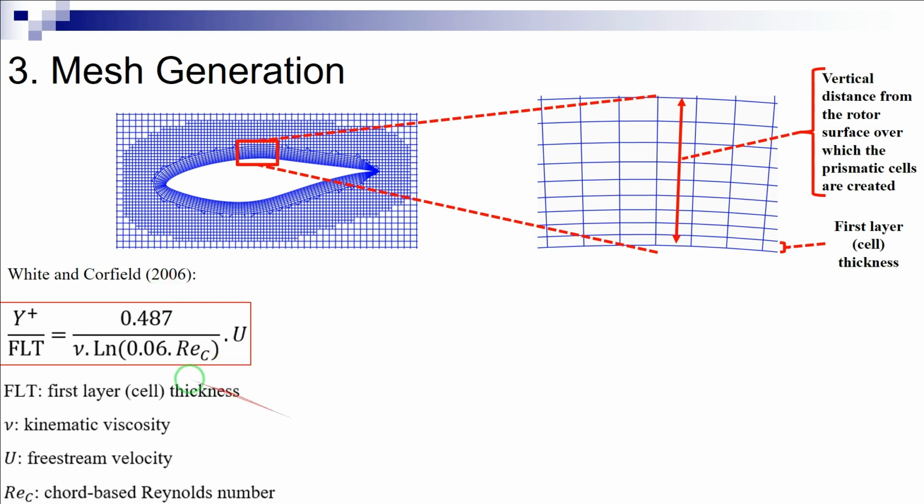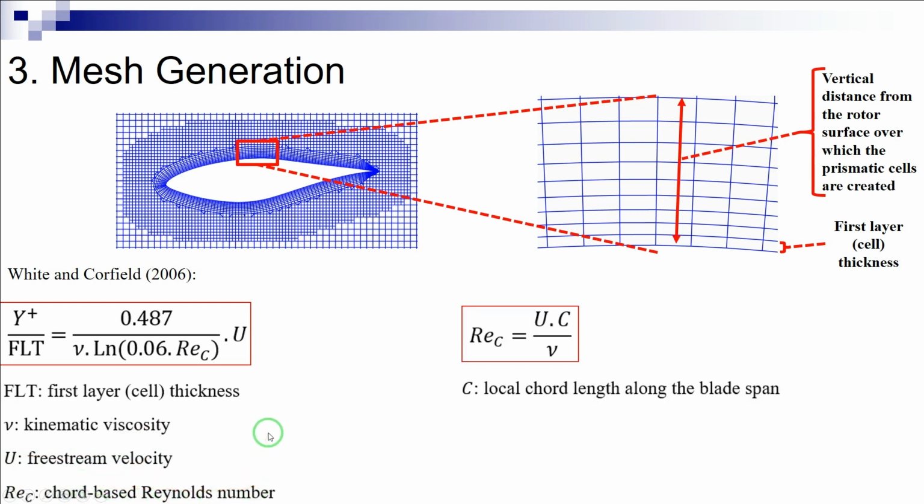Here FLT is the first layer or cell thickness, nu is the kinematic viscosity, u is the free stream velocity, and REC is the chord-based Reynolds number, which is determined as follows. Here C is the local chord length along the blade span.